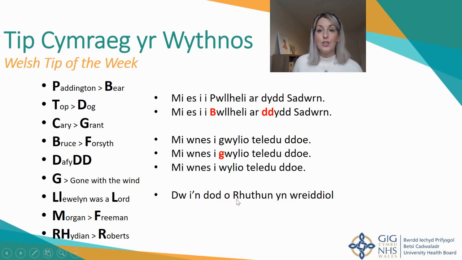Dwi'n dod o Rhuthun yn wreiddiol. So the RH sound, Rhuthun. The o, meaning from, causes a soft mutation, so the RH just drops to a single R. Dwi'n dod o Ruthun yn wreiddiol. I come from Rhuthun originally.